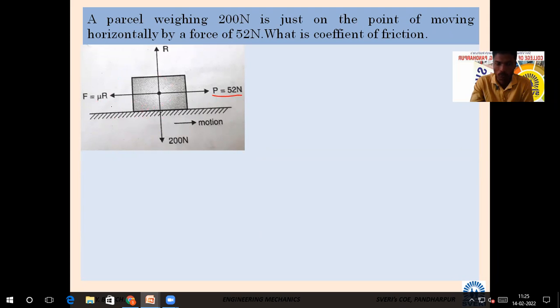Okay, in that way. What is mu? Coefficient of friction. And what is the range of coefficient of friction? 0 to 1. Yes, it is 0 to 1. Always we should remember that also. So it is always 0 to 1.